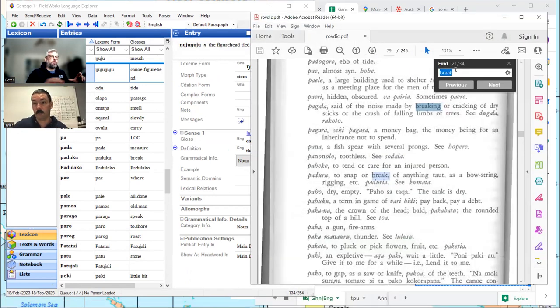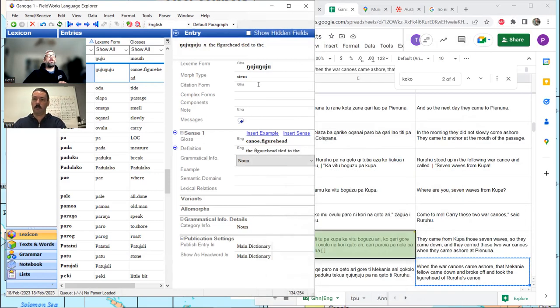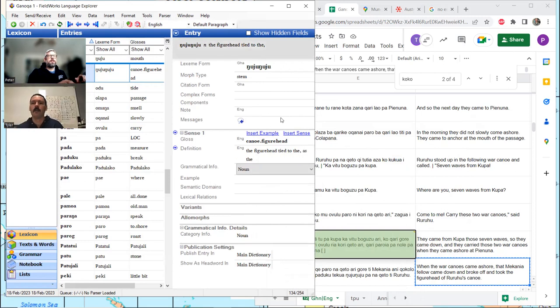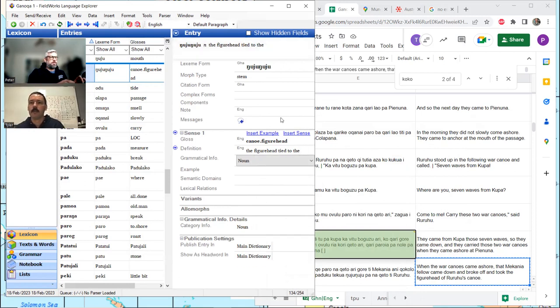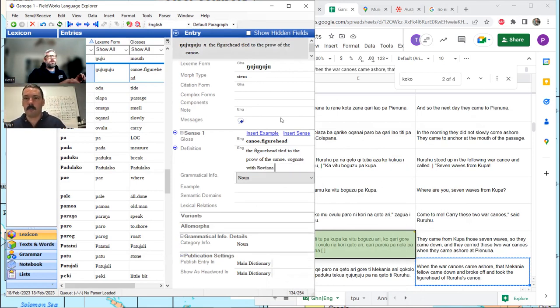You know how I know this. I don't know the parts of boats. Muzu Muzu gives us one. A figurehead of a Tomoko. All right, it isn't going to show us Muzu Muzu again. Tomoko is war canoe in Roviana. I want to mention that it's... Looks like you have a comma there. Tie to the comma. Muzu Muzu. And this gives us stronger evidence for this ZJ correspondence, by the way.